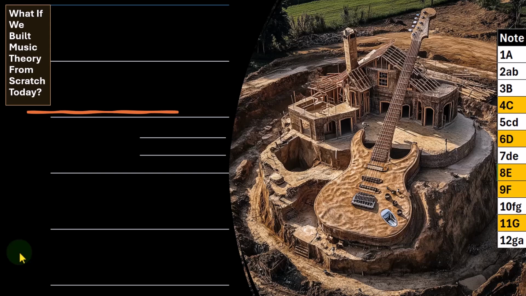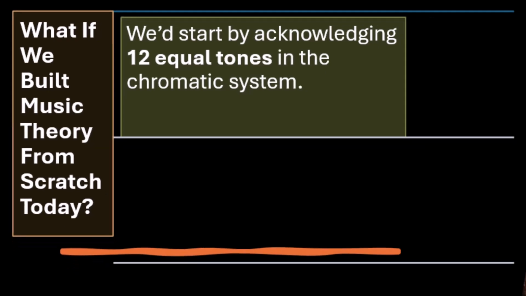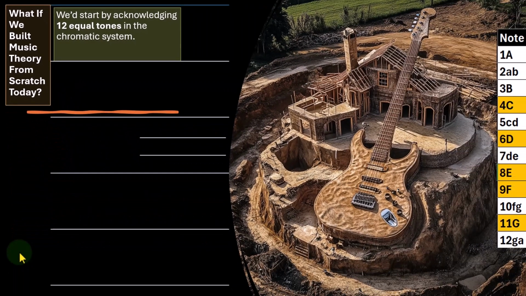So what if we built music theory from scratch today? What would we do? If you were to clean the slate and say, I'm just going to build the cleanest system possible, take away all the baggage and build a clean system, what would we do?